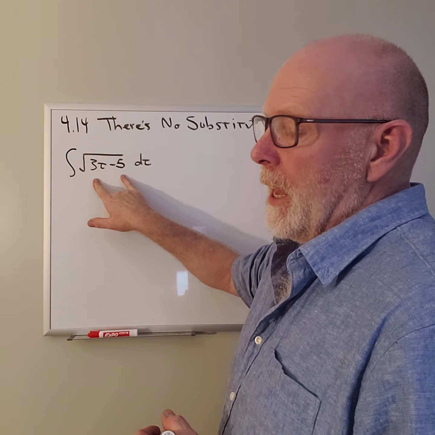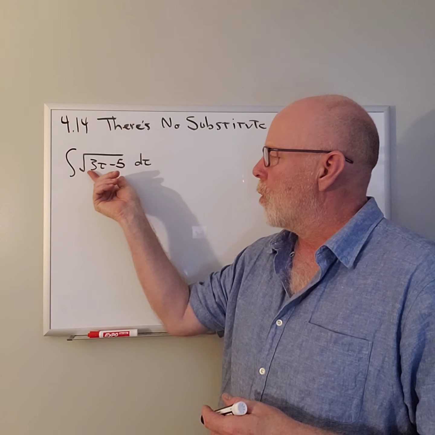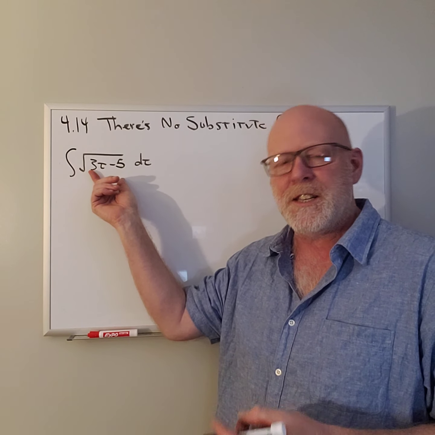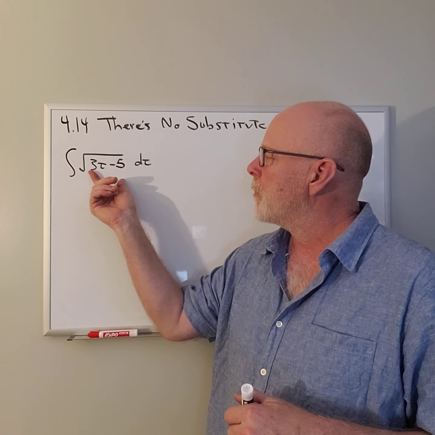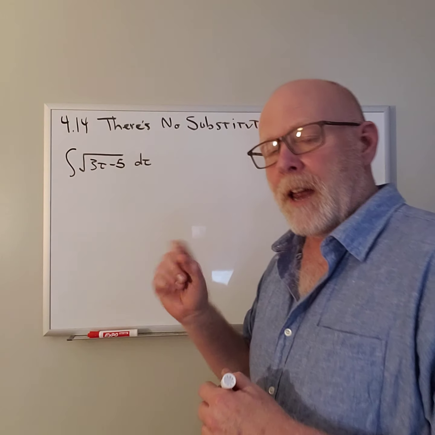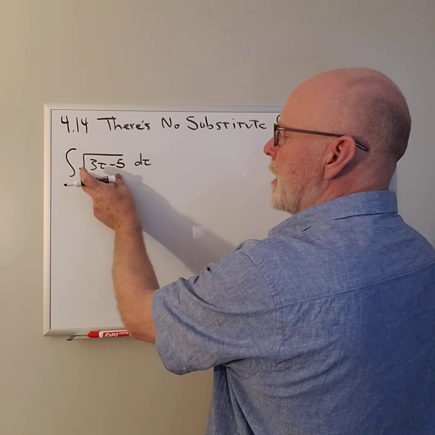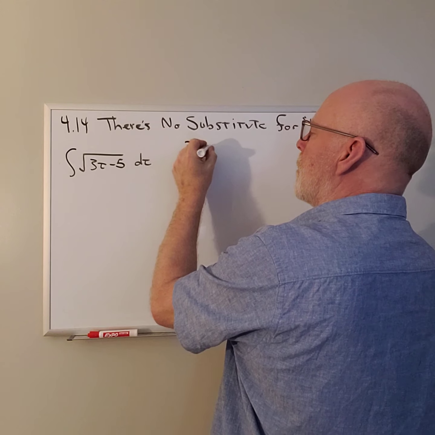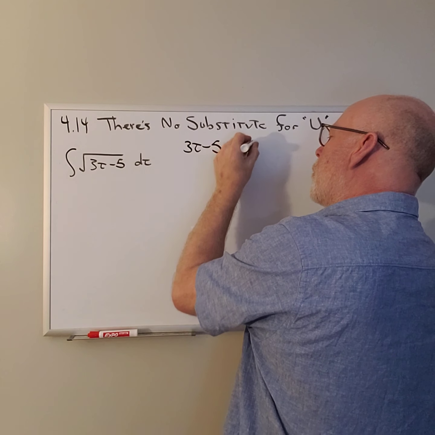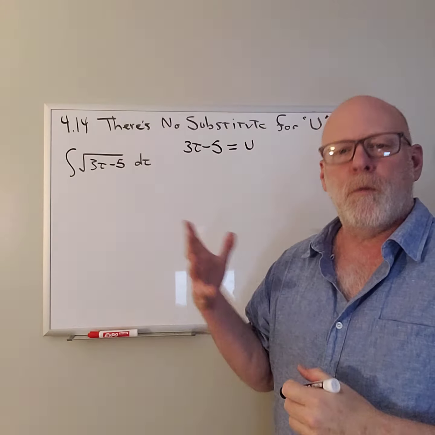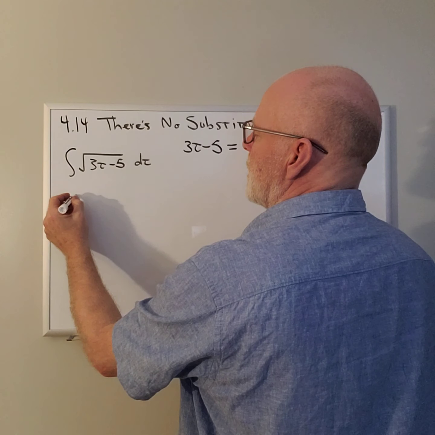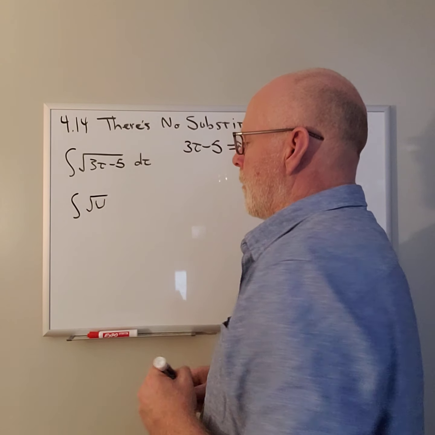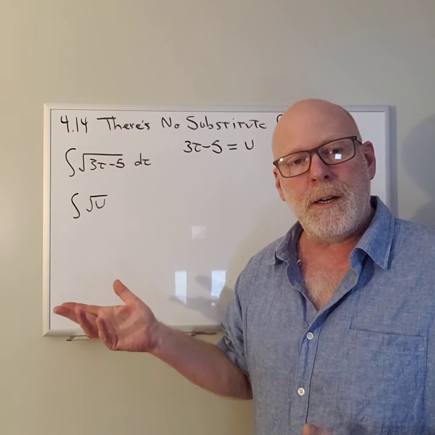What makes this something we can't deal with is the fact that we have something more complicated than a single letter in here. If this was just the square root of x, we could rewrite it as x to the 1/2 power, we'd be good to go. But we don't, we got something more complicated. And how we're going to deal with that is we're going to replace 3t minus 5 with u. We're going to let u represent that so that we can write this as the integral of the square root of u. Right? That's u to the 1/2 power that we can deal with.